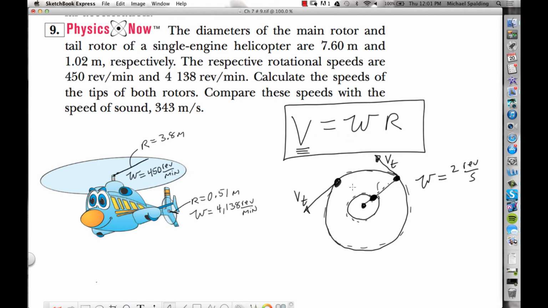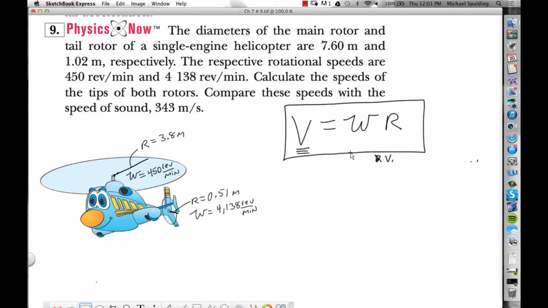Okay, so this is the equation that applies to this problem. The one catch to this equation is you have to be in radians when you're using it. The angular velocity has to be radians per second. Okay, so here's the given info. We got the radius of the 2 helicopter blades and their angular velocities. So what we have to do is convert these angular velocities into radians per second.